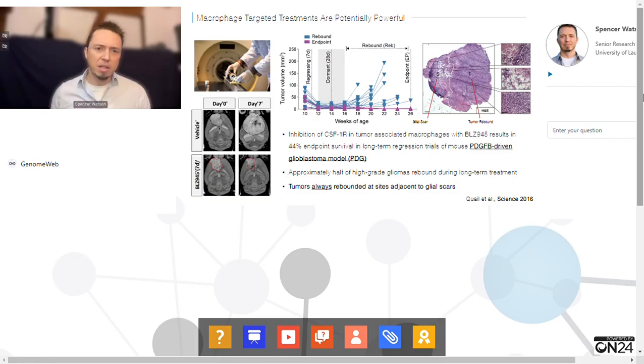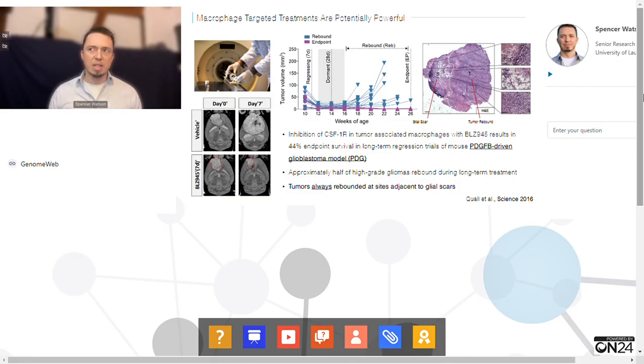If you look at the volume curve here at the top, you can see that we get really rapid regression in just 7 to 14 days, down to a period of dormancy that we define as being around 28 days following treatment. But after this dormancy phase, about 44% of tumors did rebound under treatment. What was really interesting is that 100% of these rebounds always regrew next to a glial scar that had formed during the treatment.